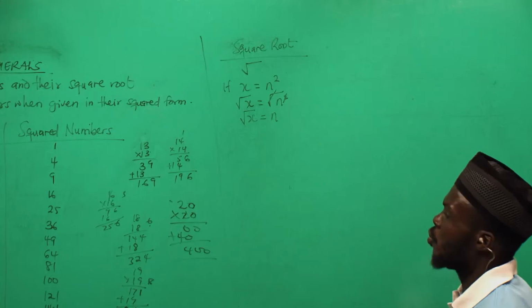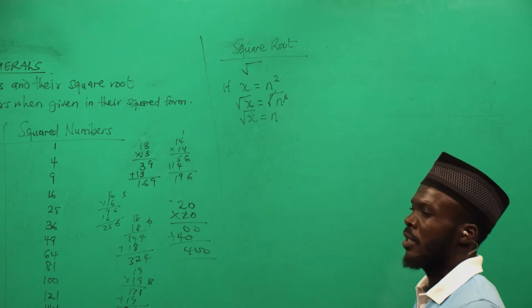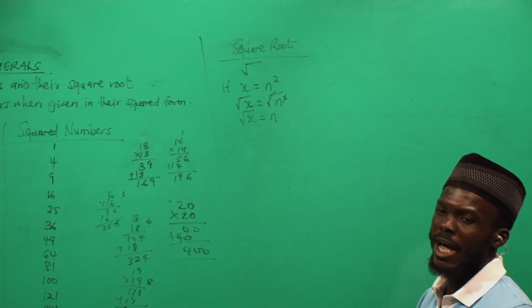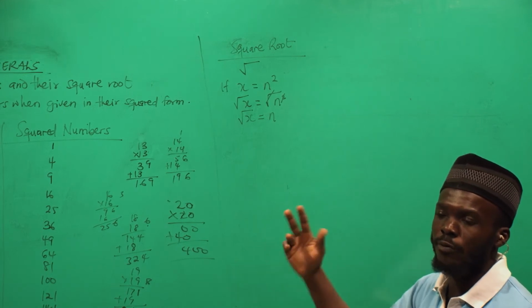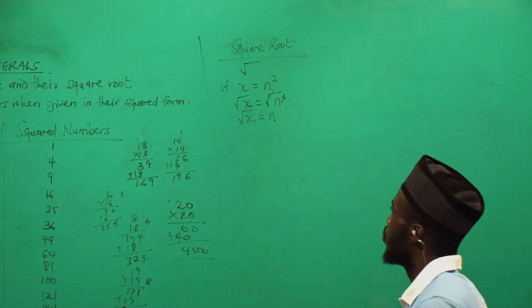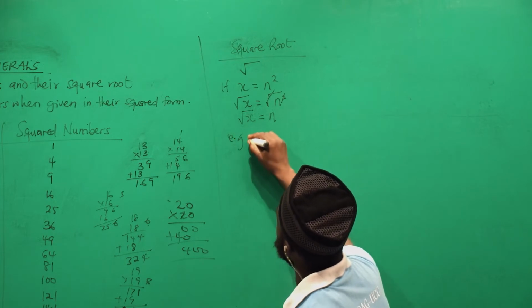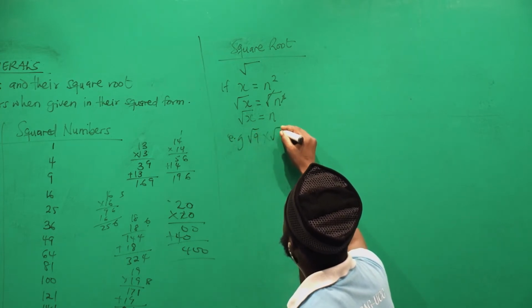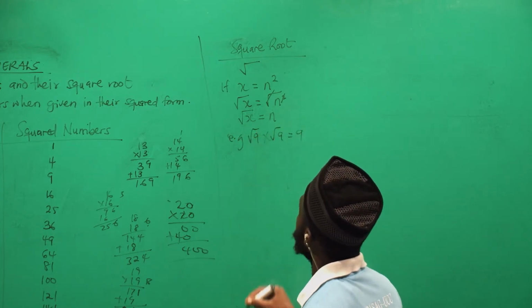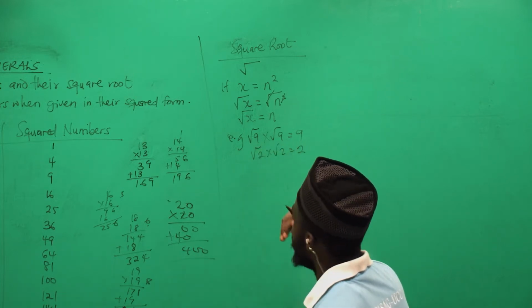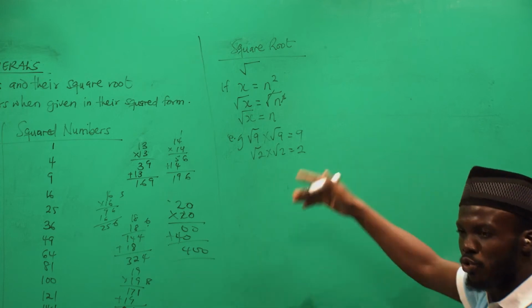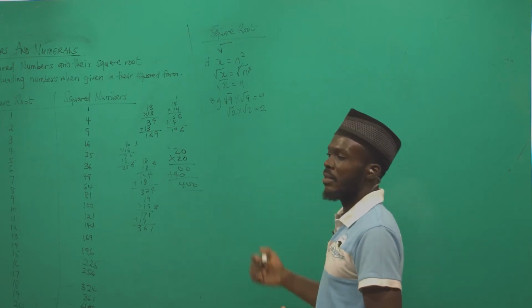For this purpose, students should also know that the square root of 9 multiplied by the square root of 9 will produce the same 9. So therefore, the square root of 2 times the square root of 2 is 2. For example, the square root of 9 times the square root of 9, the answer is 9. So the square root of 2 times the square root of 2, the answer is 2. So the square root of a number times the square root of the number itself produces the number itself.